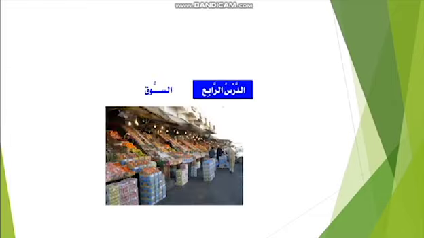Lesson 4 الدرس الرابع. الدرس الرابع is lesson 4. Lesson 4 is called السوق. السوق, the market.